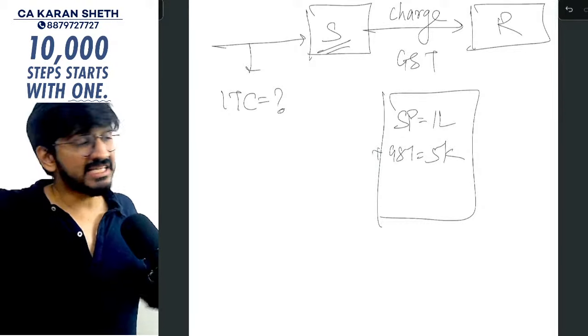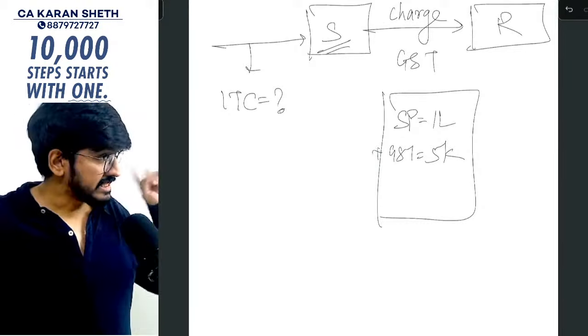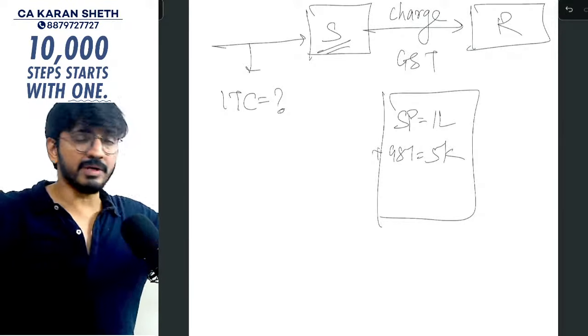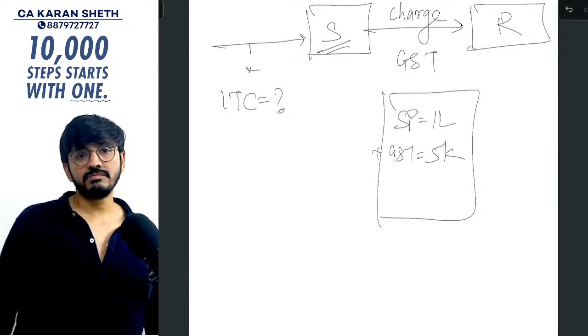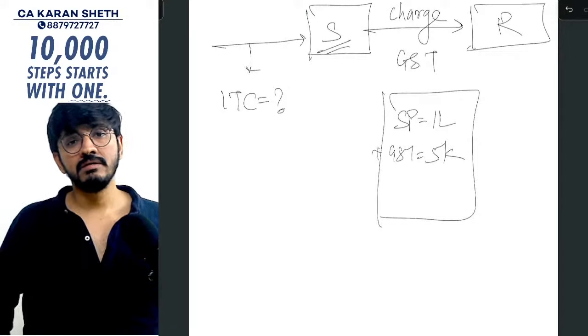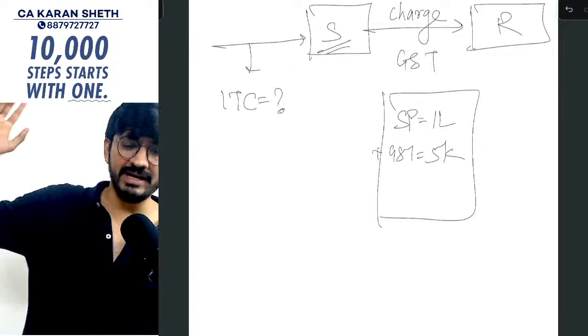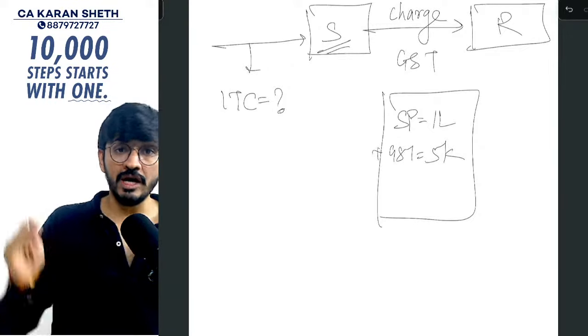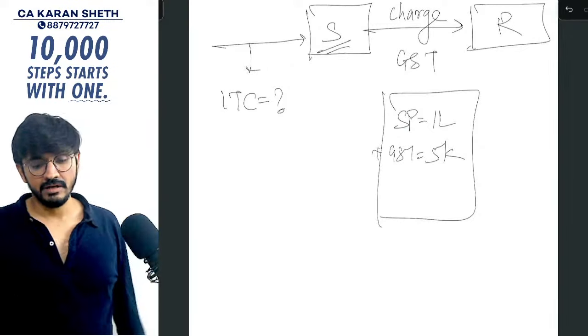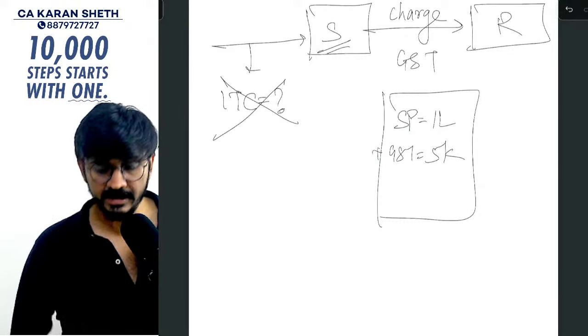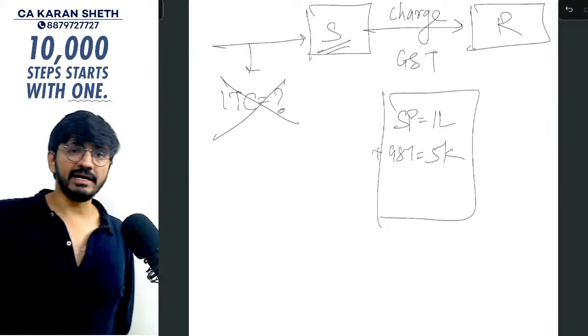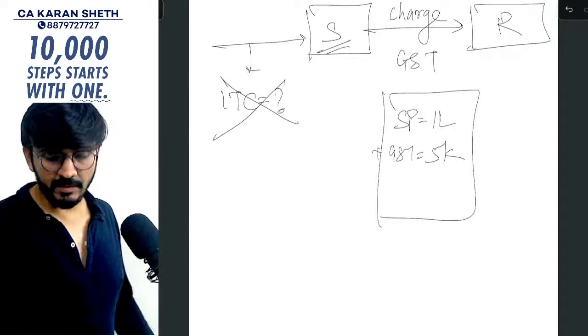Supplier is charging GST at 5%. It's too small a rate. The recovery is at 5%, and the ITC is at 18%. Big rate. So your input tax rate is higher than output tax rate. In that case, I will not allow you any ITC. Simple. No ITC. So what will the supplier do here?